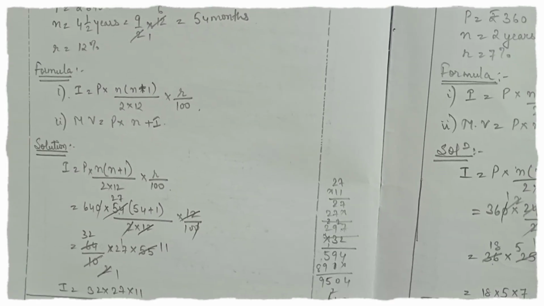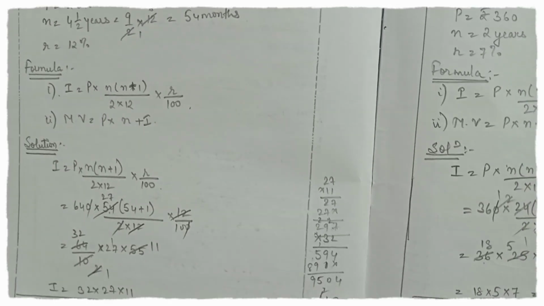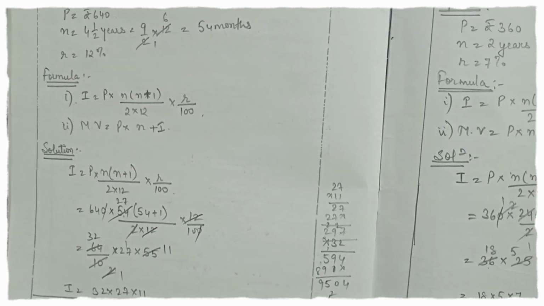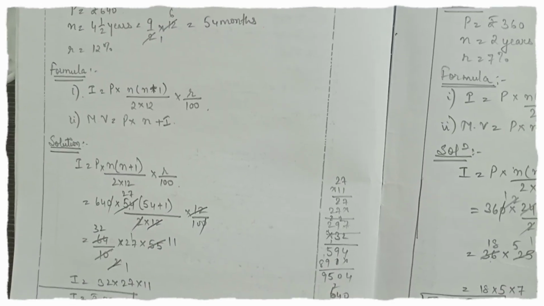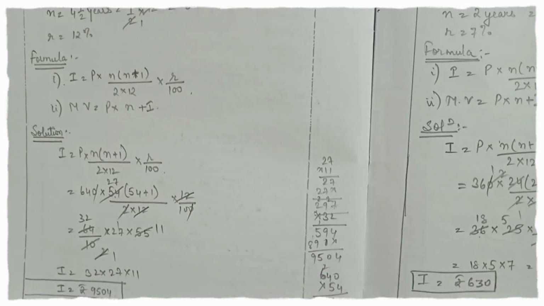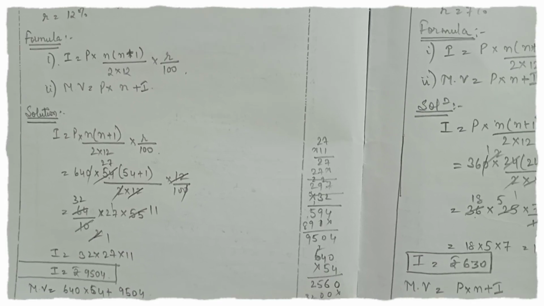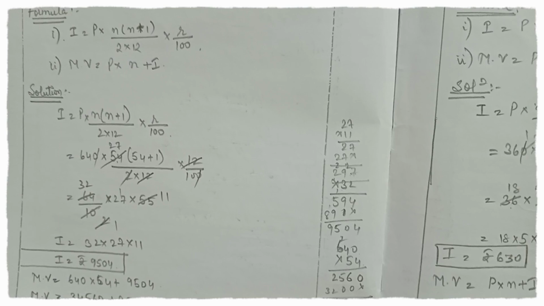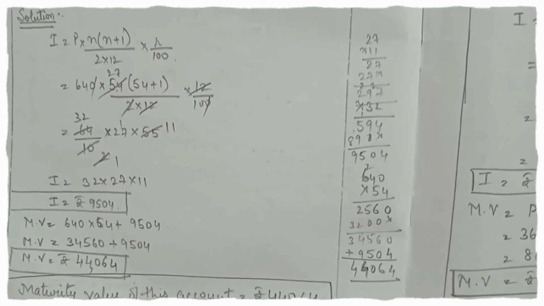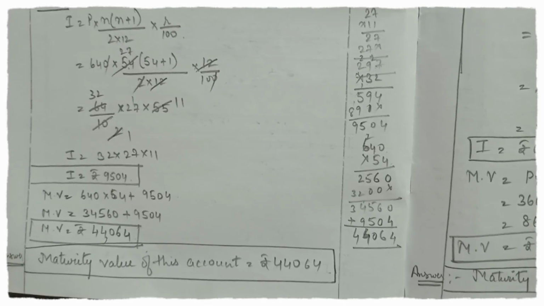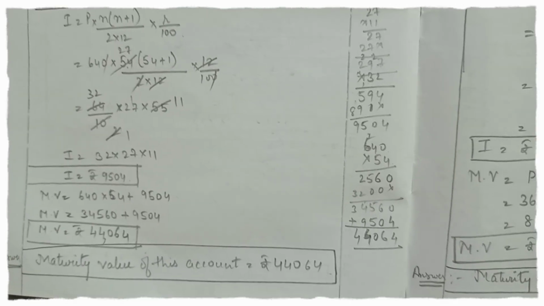R is equal to 12%. There are two formulas to be used: I is equal to P into N into N plus 1 over 2 into 12 into R over 100, and the maturity value formula, that is P into N plus I. Substituting the values in the first formula, you get the interest, rupees 9,504. The maturity value, on calculating, is rupees 44,064.